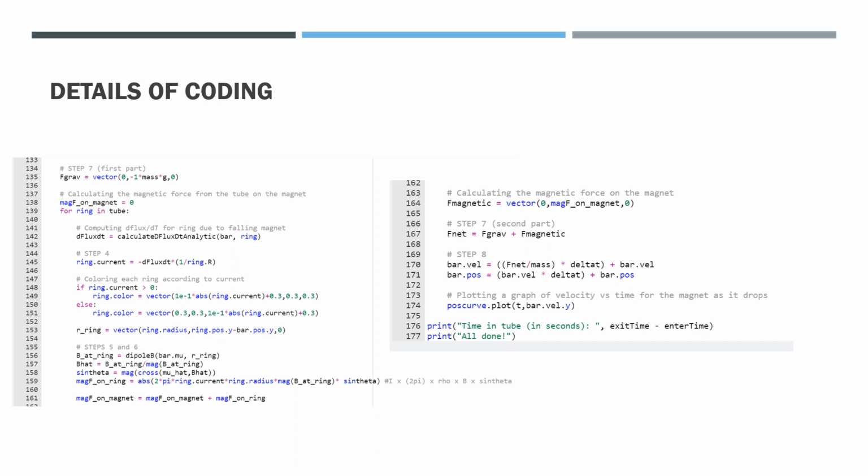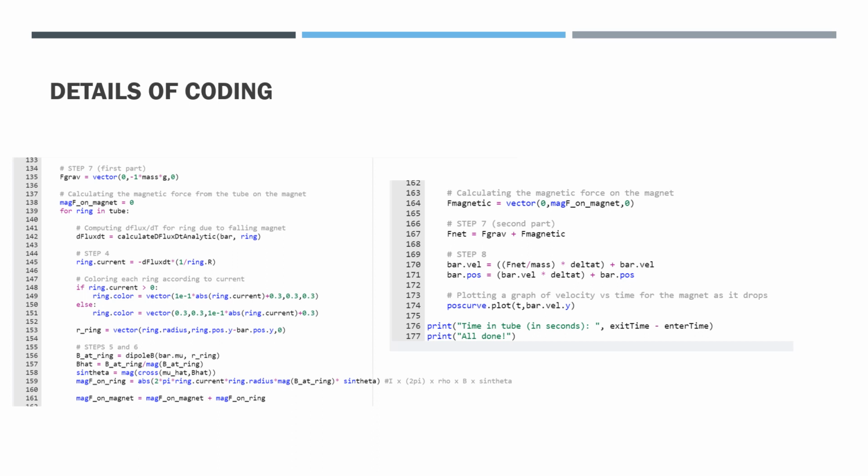And then I set up a gravitational force vector, which just says that the force is negative m times g in the y direction, because that's how we're holding the tube. Then I calculated the magnetic force of the tube on the magnet, created colors for the ring, created a vector for the current on the ring, and then for steps 5 and 6, I calculated the magnetic field at the ring, calculated the direction of that and the angle, and then used that to find the overall magnetic force on the ring, which I then added up with the magnetic force on the magnet to find the total magnetic force in the y direction. And then I added that with the gravitational force to get the overall net force.